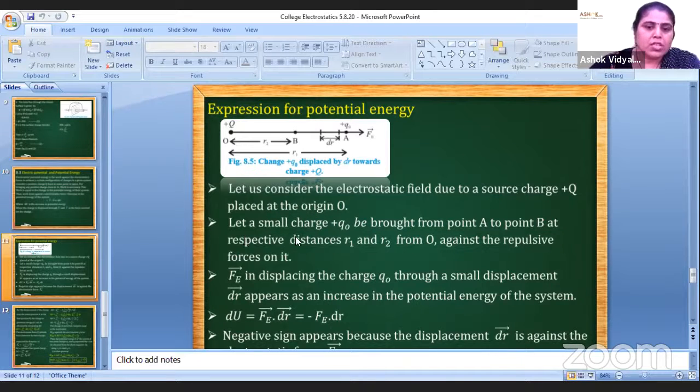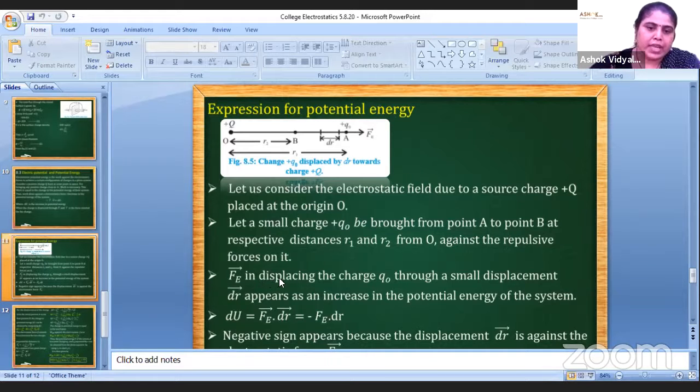Let a small charge, this is q naught, be brought from A to B. This A to B were moved against this electrostatic force at respective distances r1 and r2 from O against the repulsive force on it. Why repulsive? This is positive, this one is also positive, so the force is a force of repulsion.